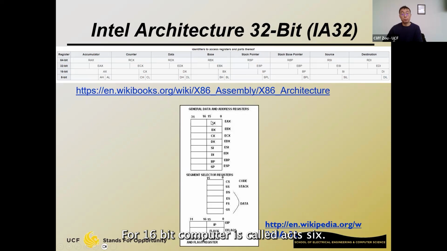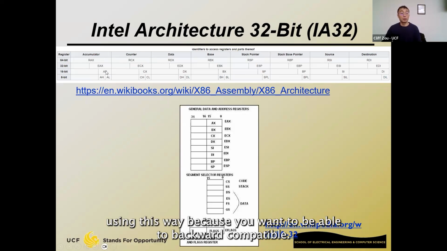For a 16-bit computer, the registers are called AX, BX, CX, DX. For an 8-bit computer, this is AL, A low, and this is A high. And the 32-bit computer is like this, it's called EAX. Intel-based computers use this naming because they want to be backward compatible.